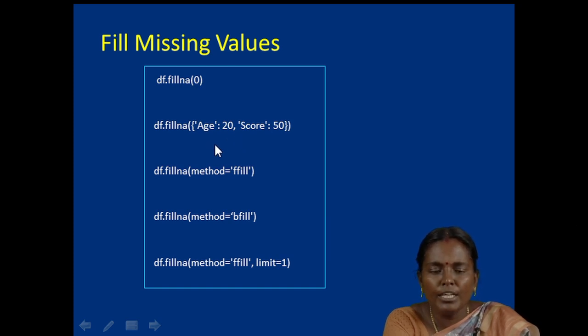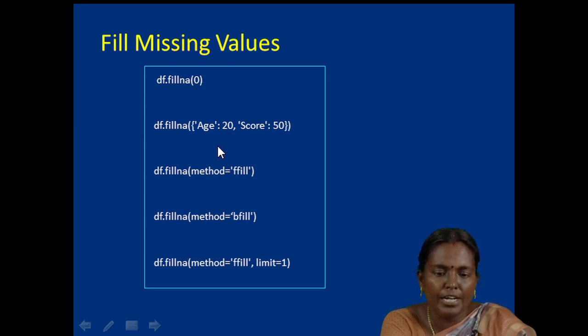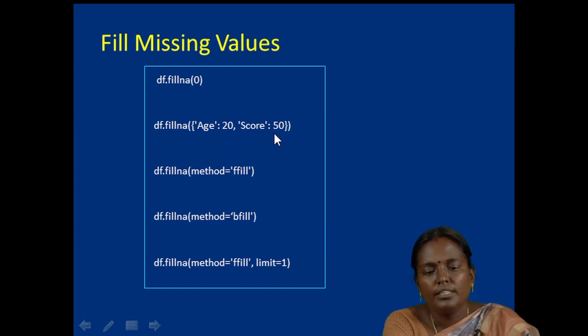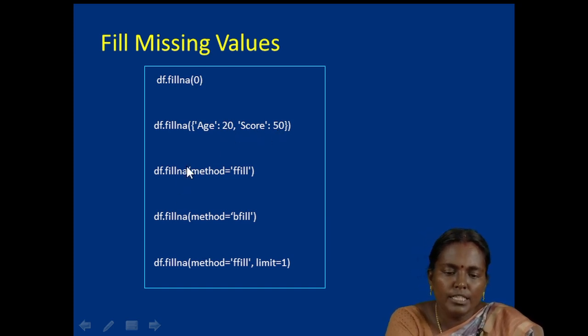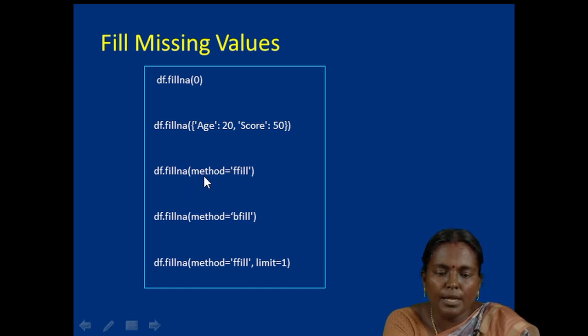If you have a data frame with two age values as NaN, then they will be replaced with 20. If a score has null values, then it will be filled with 50. So you can use a dictionary to fill the values. The next one is method. I am using the parameter method in your fillna method, and here the value is ffill. This means it is a forward fill.